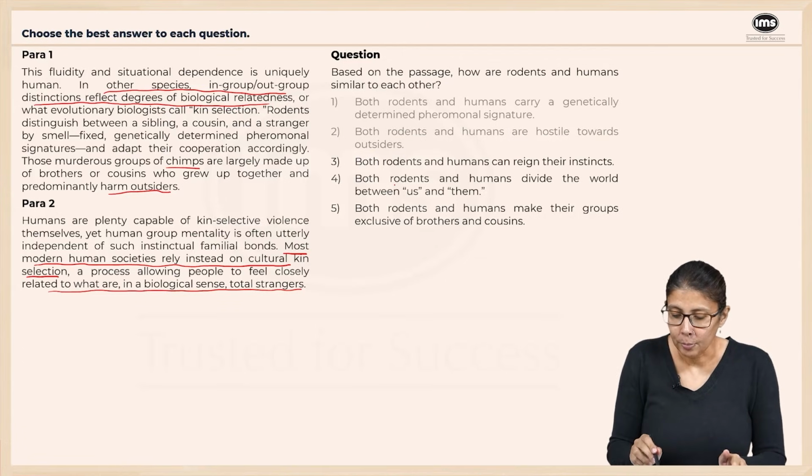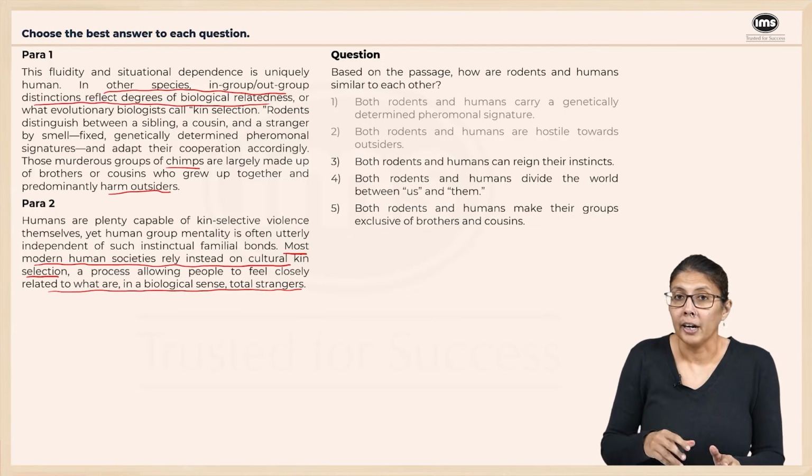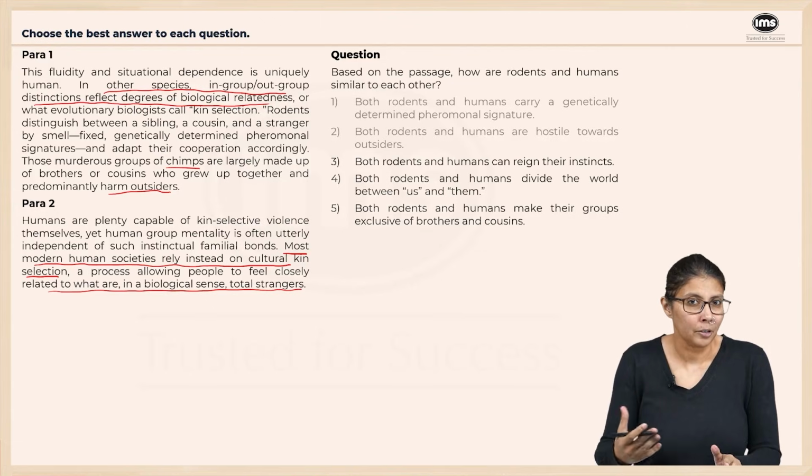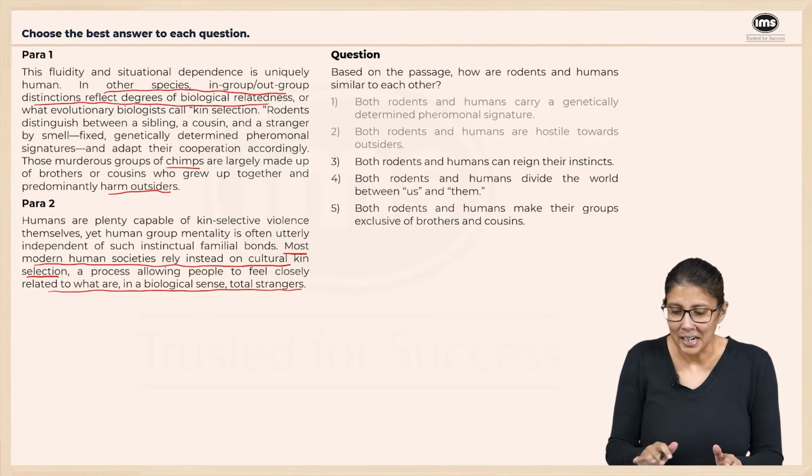The third one says both rodents and humans can rein their instincts. So are we saying that rodents are able to get past this biological relatedness and still be nice to outsiders? No. The passage does not tell us that rodents can rein their instincts. So option 3 is out.